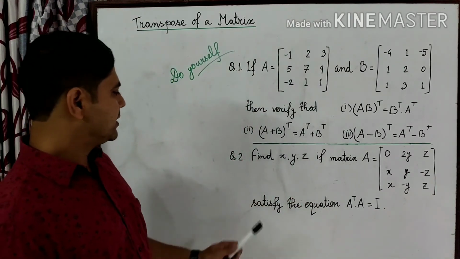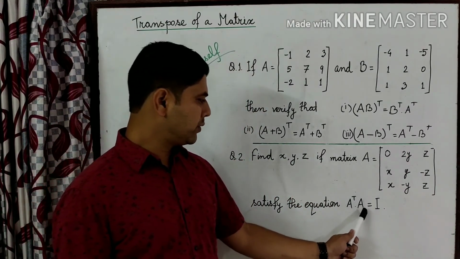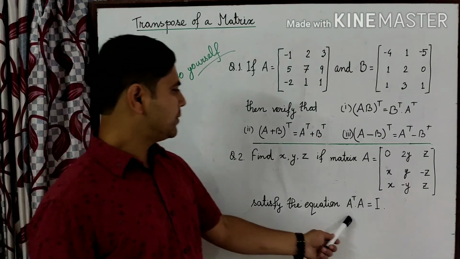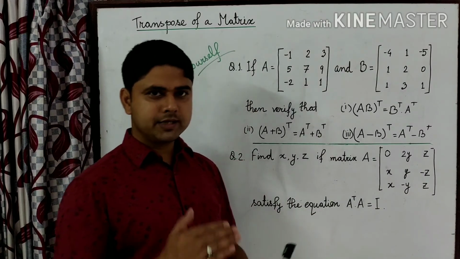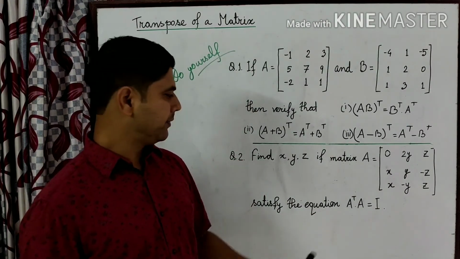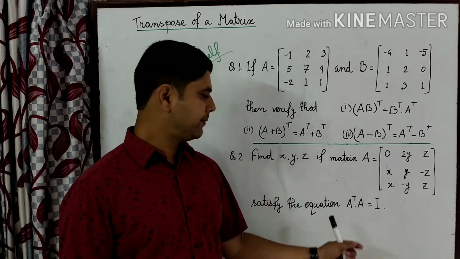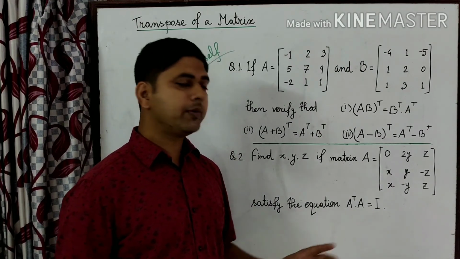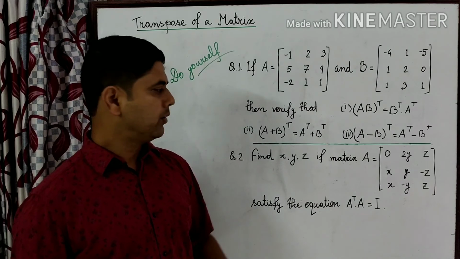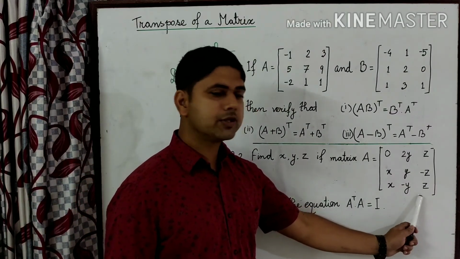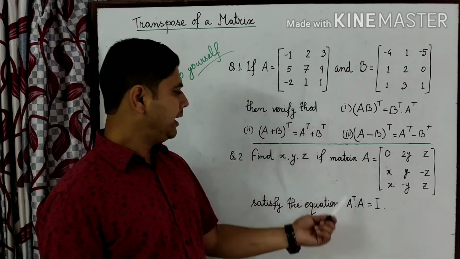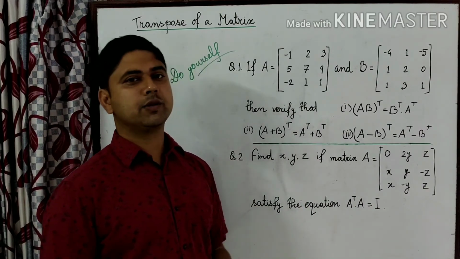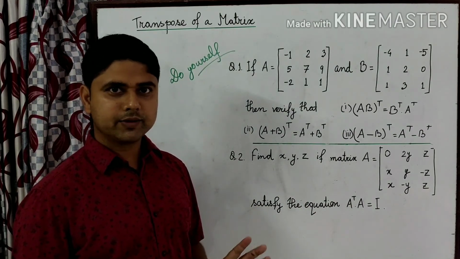Clear? Now satisfy the equation A transpose into A is equal to I. I means what? Identity matrix. A transpose, here A transpose will be interchanging between what? Rows and columns. And A means what? This matrix. You multiply this matrix, and definitely you will get a 3 by 3 matrix. Why? This matrix order is what? 3 by 3. And A transpose also what? 3 by 3. That means when you multiply these two matrices, this one also what? 3 by 3. Clear this one?